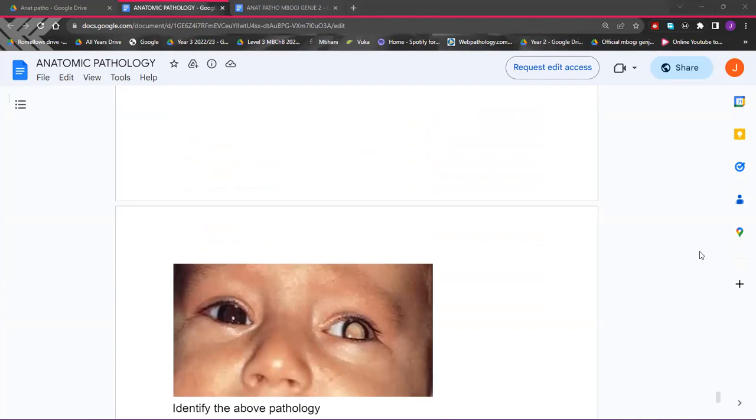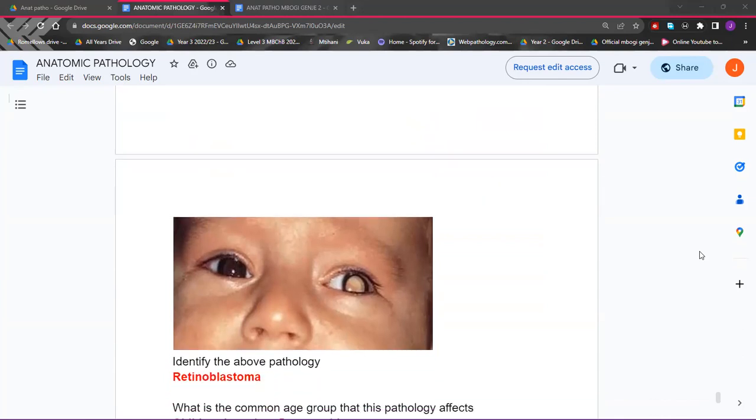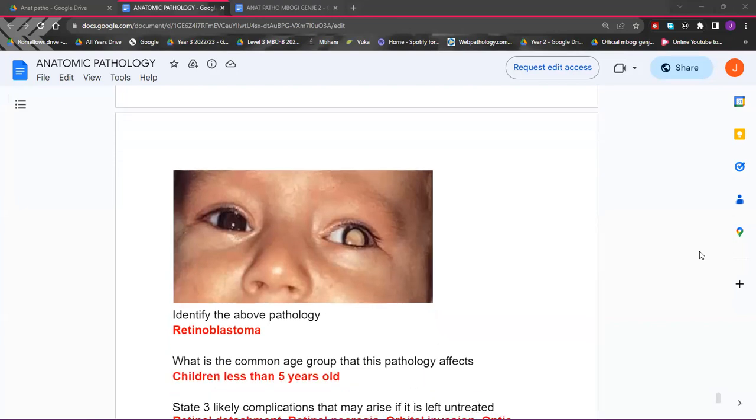Here we have a pathology. What could it be? Exactly, that's retinoblastoma. In which age group does it commonly occur? Yes, in children less than 5 years old. What are some of the likely complications that may arise if the eye is left untreated?